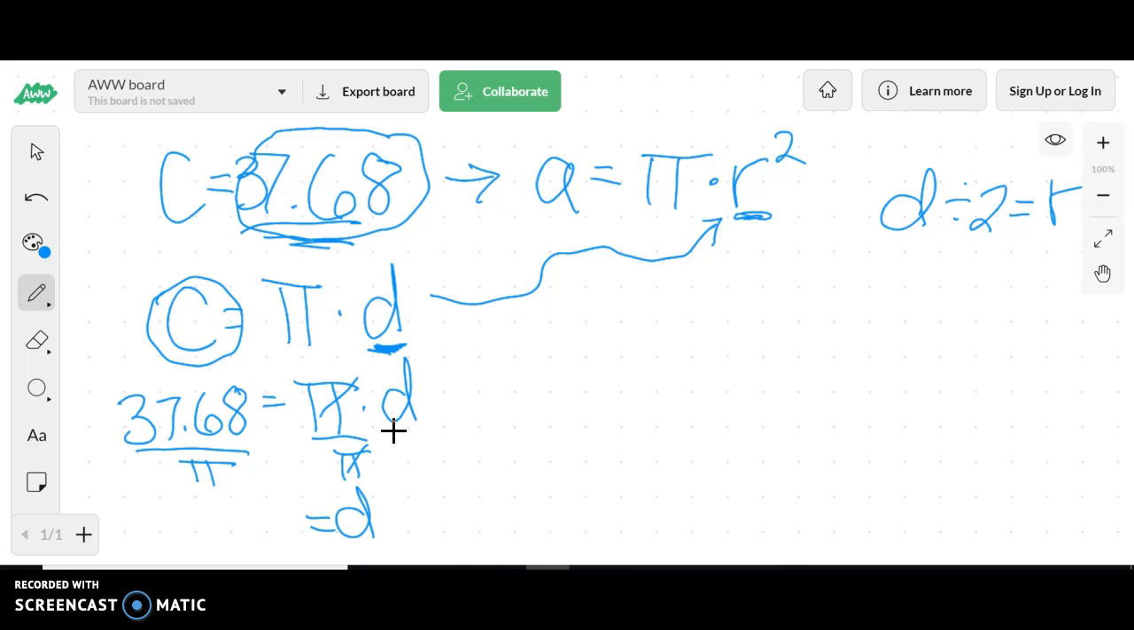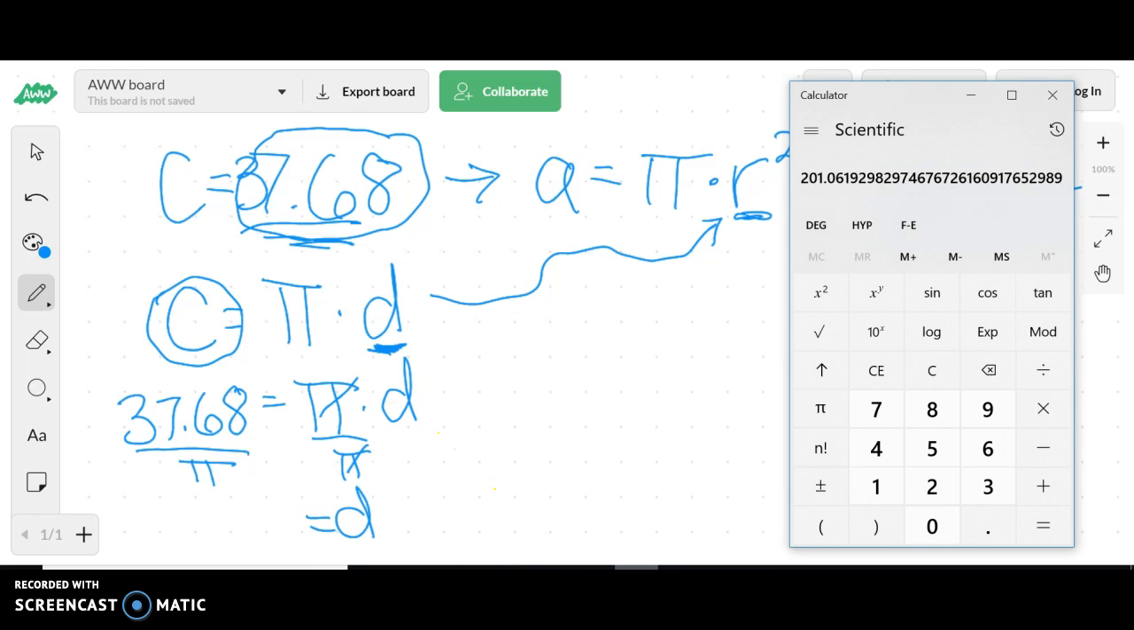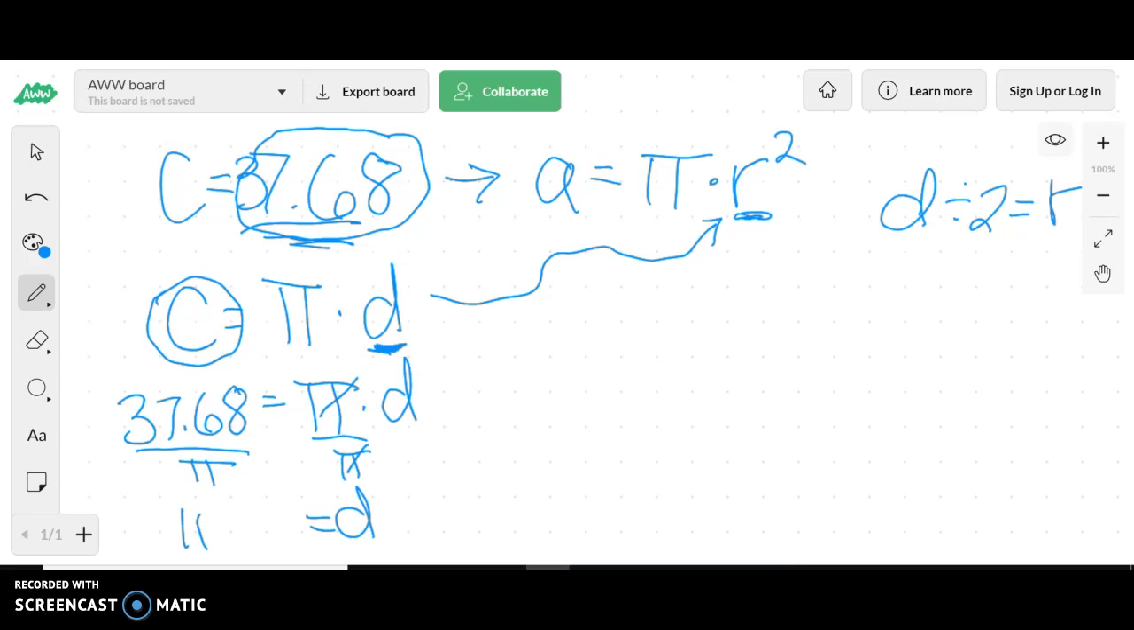And then using our trusty rusty calculator, let's take 37.68. Let's divide it by pi. And we're going to get 11.99. But that's not what I want, right? I wanted to find the radius. So if I take my 11.99 and I divide it by 2, that'll give me the radius.